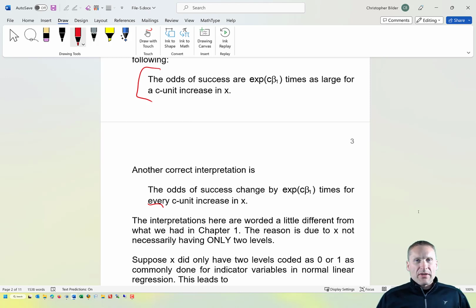So these interpretations are a little bit different from what we saw before when we had a 2x2 contingency table. The reason being is because now we're talking about these c unit increases, but it's essentially the same concepts that we saw earlier. So this c unit increase in x is just a more convenient way of saying, let's say, if group 1 was x plus c and group 2 was x, from what we were talking about before.